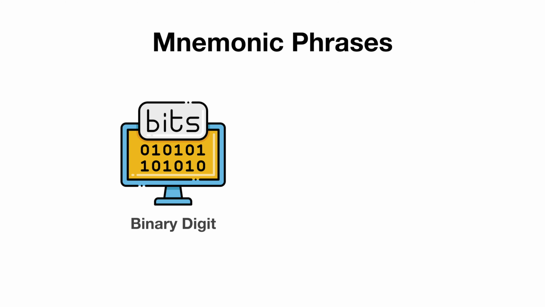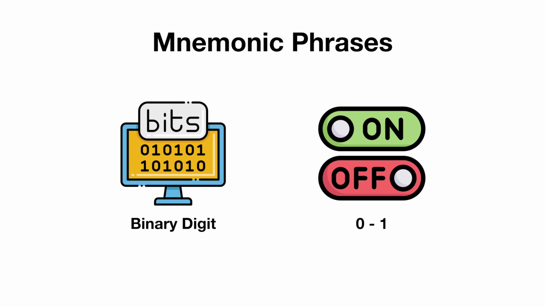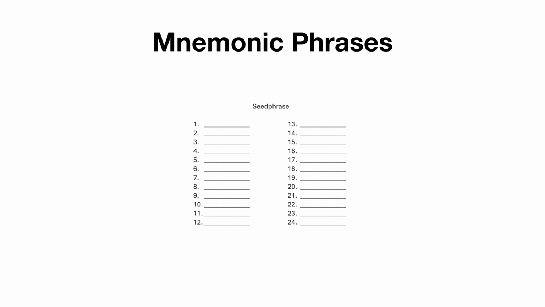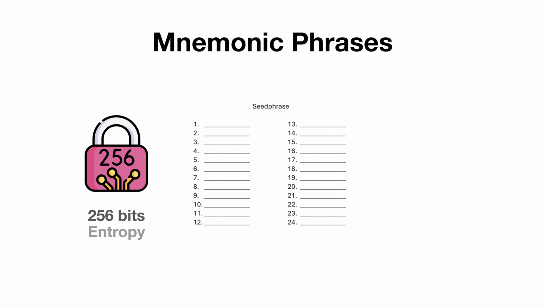To understand how they work, let's dive into the concept of a bit. A bit, short for binary digit, is the most basic unit of information in computing, representing one of two possible values, 0 or 1. Think of a bit as a tiny switch that can either be on or off. A 24-word mnemonic phrase corresponds to 256 bits of entropy. In simple terms, entropy measures randomness, and 256 bits represent an unfathomably large number of possible combinations.